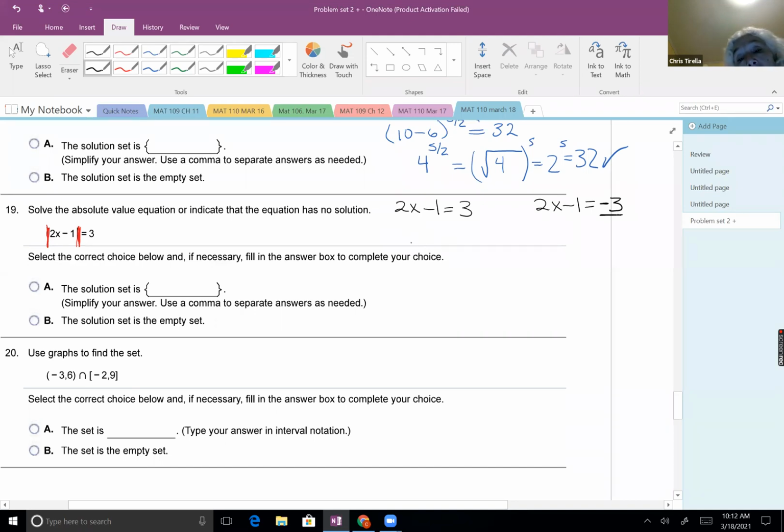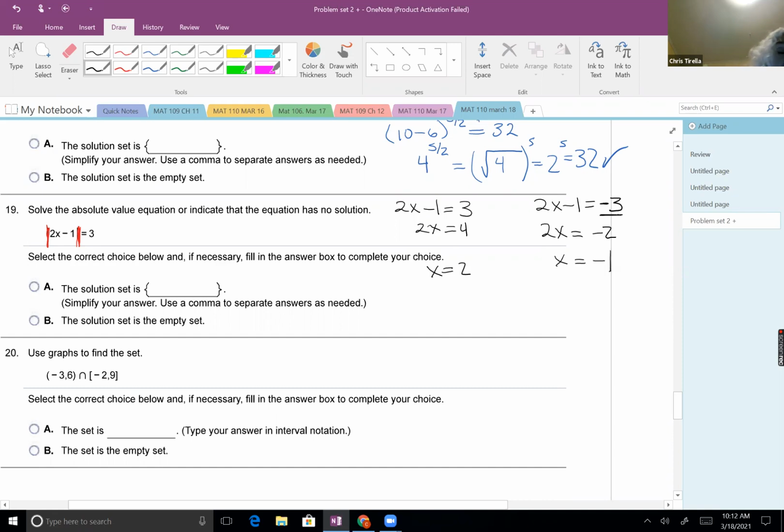This gives me 2 pretty straightforward equations to solve. Adding 1, I get 2x equals 4, and dividing by 2, I get x equals 2. For the other, adding 1, I get 2x equals negative 2. And dividing by 2, I get x equals negative 1.